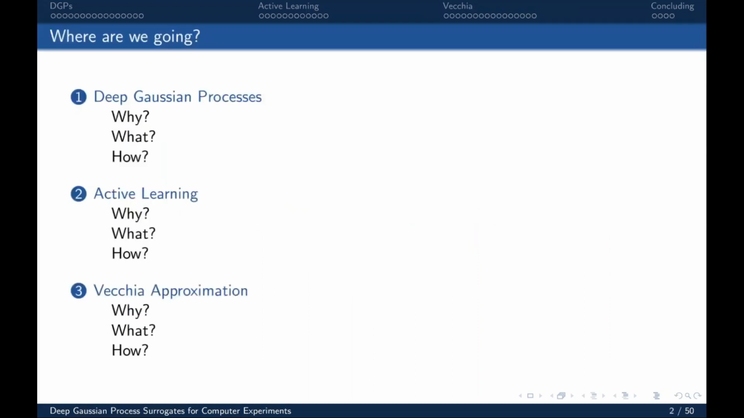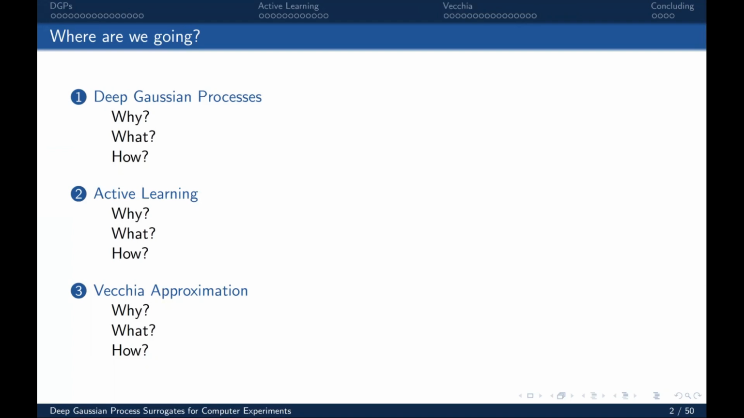All right, so I've broken the presentation down into 3 segments, where I'm going to try to follow a similar format in each. First, I'll introduce what a deep Gaussian process is, why we need one, what it is, and how we do it, differently than some other people do it. I'll talk about active learning, which is also known as sequential design of experiments in the statistics community.